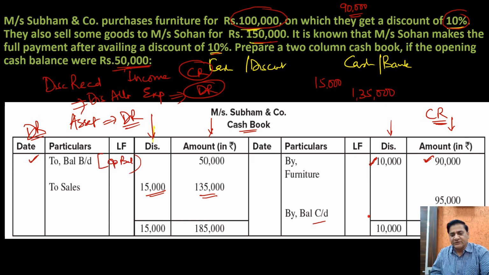This would be the closing balance. This is the closing balance for us. Right? So my closing balance would be 1,85,000 minus 90,000, which is 95,000. That is my closing balance. Clear? This is how we prepare the two column cash book.